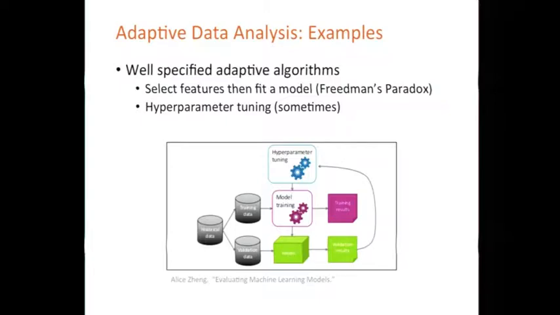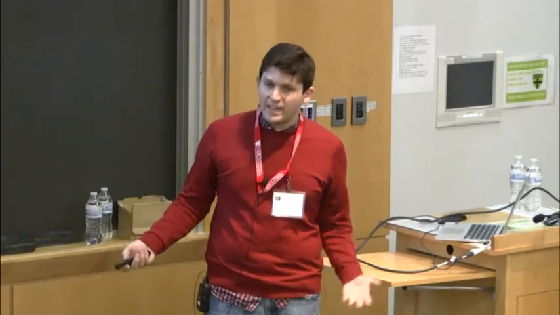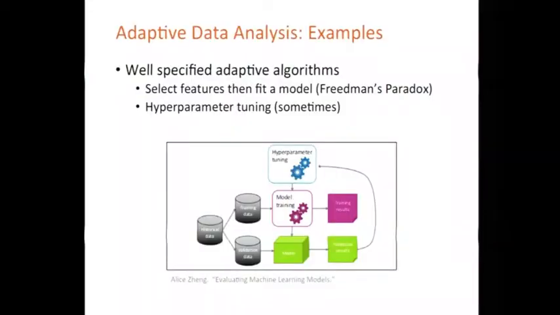And that leads to something called Friedman's paradox, which I'll actually describe a bit later. Or you may want to do some sort of hyperparameter tuning. So often these feedback loops exist in statistical analysis. And in fact, in this textbook picture of how statistical analysis works, you'll notice there's a feedback loop drawn into it. So this is one way that adaptivity can arise, through these well-specified but still adaptive procedures.